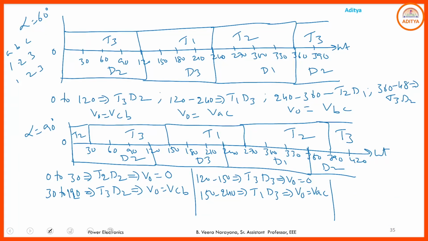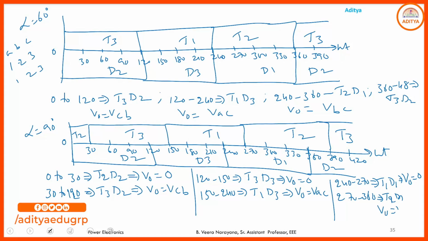Similarly, 240 to 270, T1 D1, then the output voltage is 0. From 270 to 360, T2 D1, then the output voltage is VBC. You just follow this table.